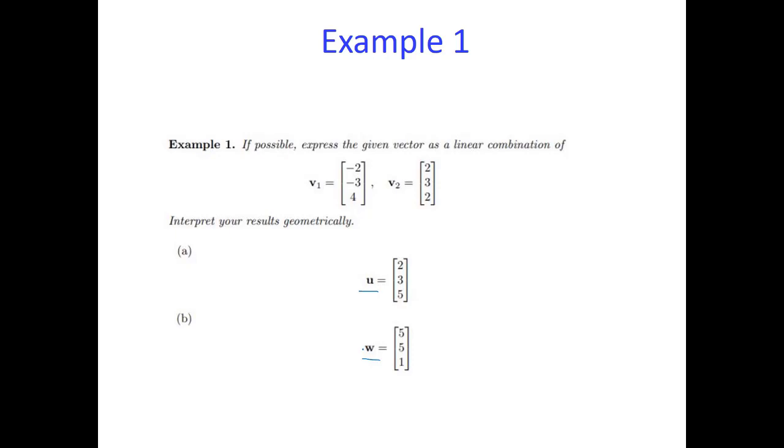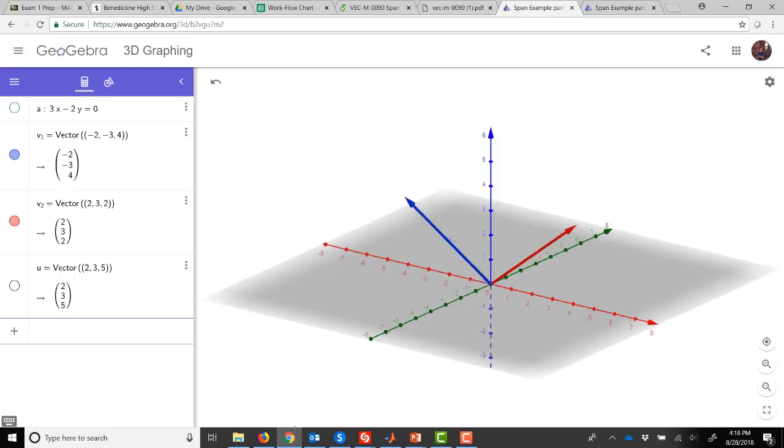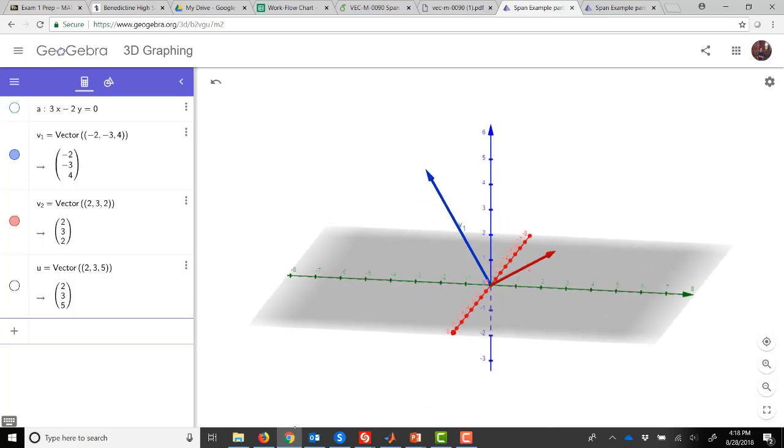Because these vectors are in R3, they can be tough to visualize, tough to graph, but we have tools that can help. So I'm going to go to the internet and go to a site called GeoGebra, which allows me to do free 3D graphing. And I'm going to plot v1 and I'm going to plot v2. And so the vector 2, 3, 2 is v2. And you can see these vectors are plotted.